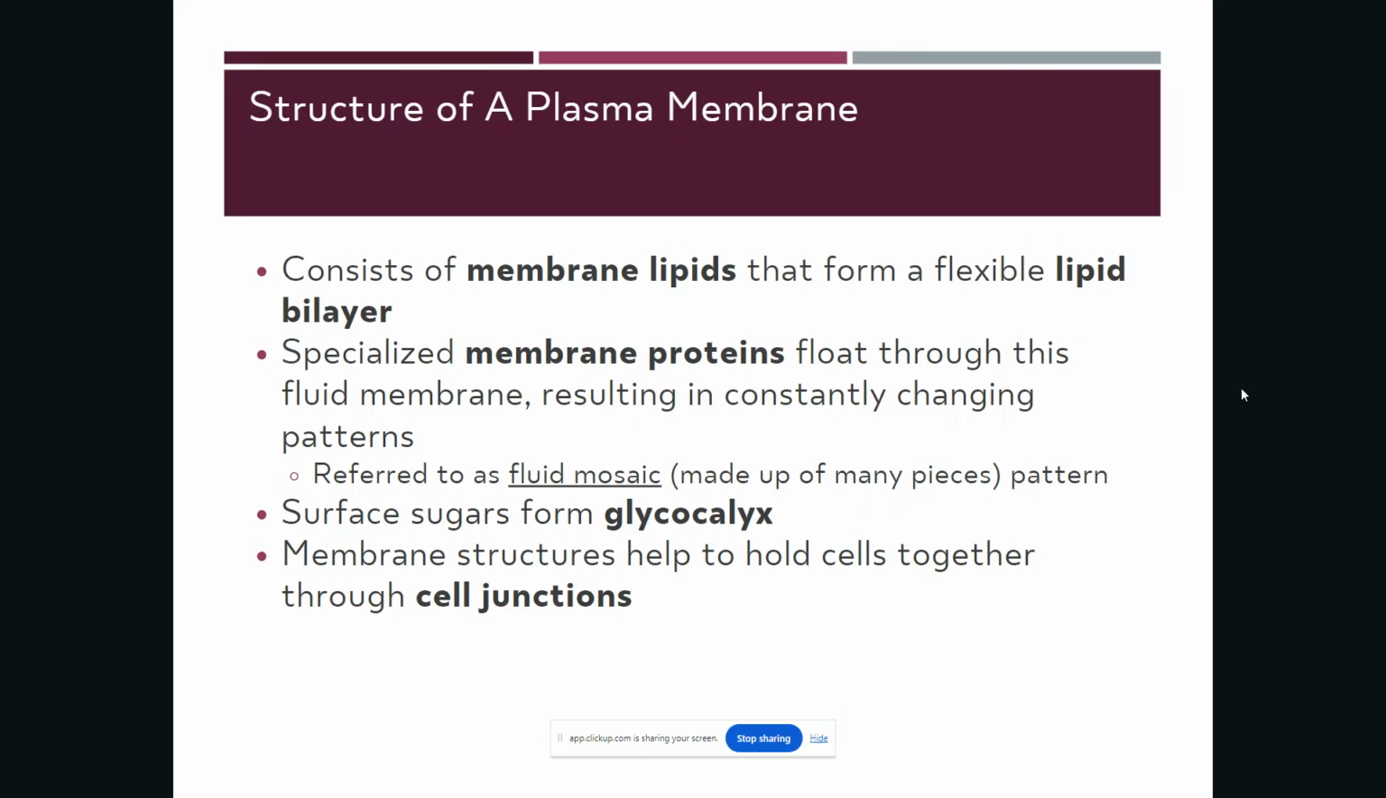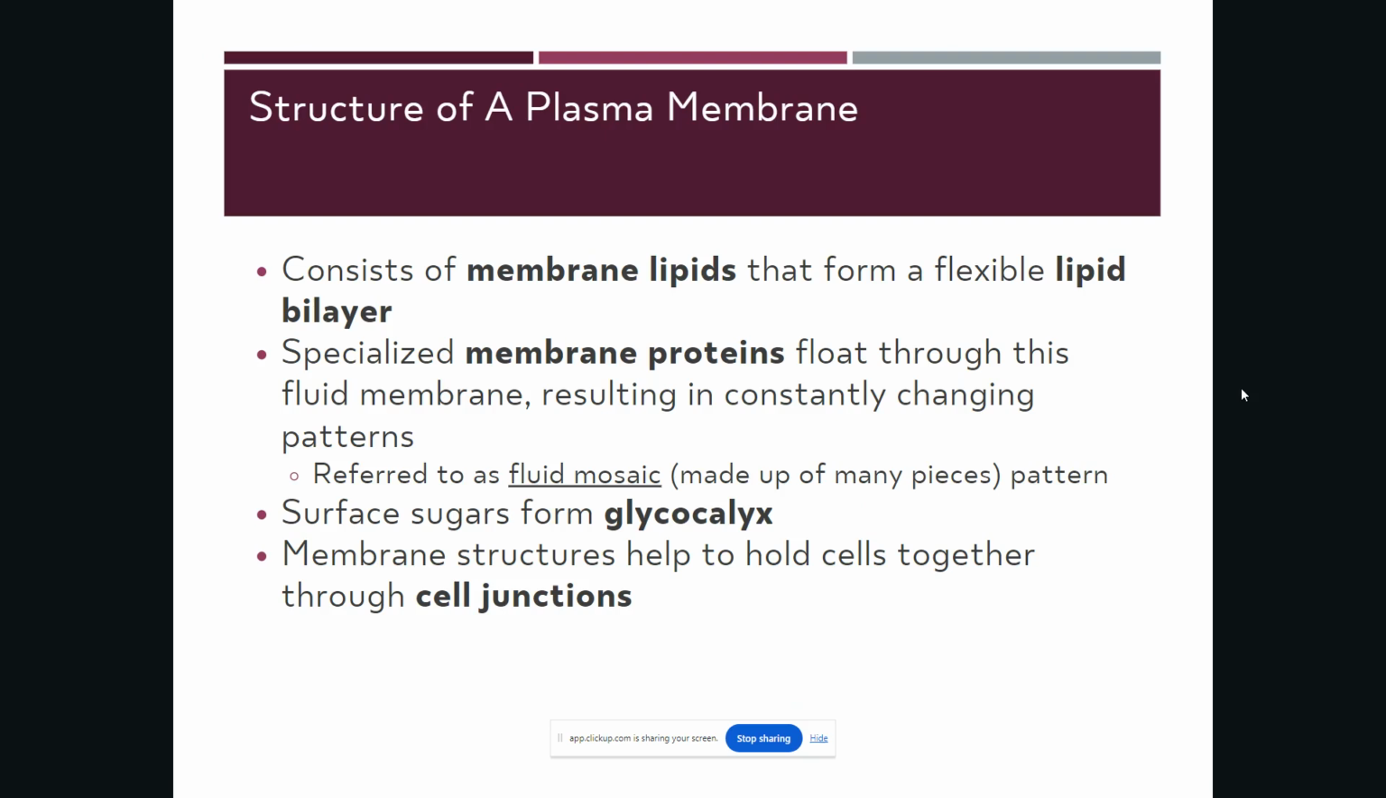We actually consider the plasma membrane a fluid mosaic model. It's made up of many pieces. It makes up this kind of expected pattern, but that pattern is slightly shifting and changing. There's also things attached to the outside of this membrane and on the inside. On the outside, there are surface receptors and surface sugars. The surface sugars form the glycocalyx, which you can think of as a sugar coating for cells. Many of these glycocalyx molecules allow for the cell to be recognized by your immune system.